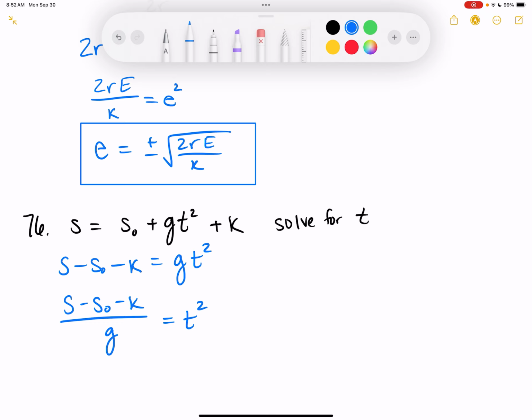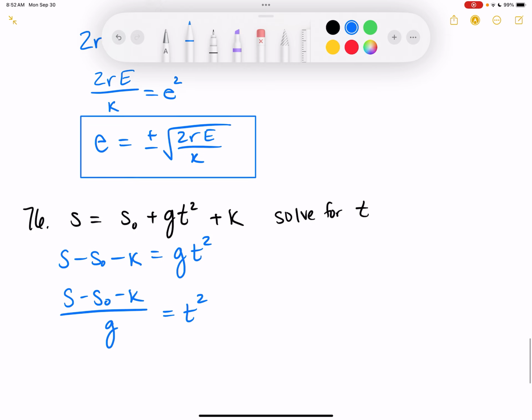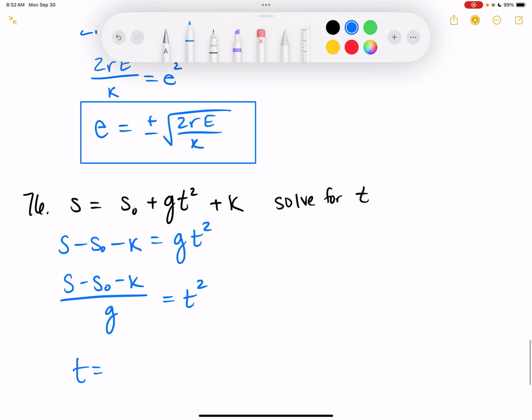Then what? And what do I get when I do that? Yep. I wanted to make sure you're going to pay attention to the plus or minus. Make me happy. So, plus or minus the square root of that fraction. I don't want to say it again. Any questions about those?